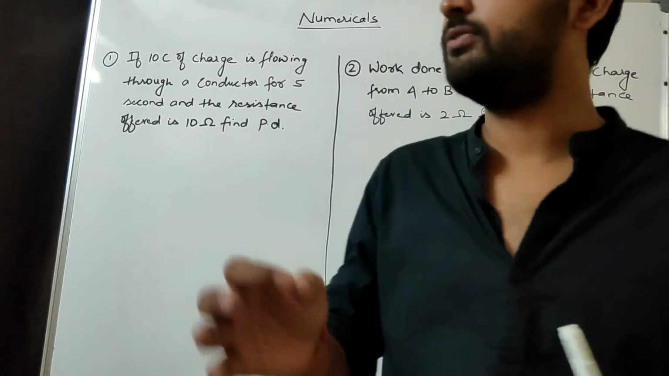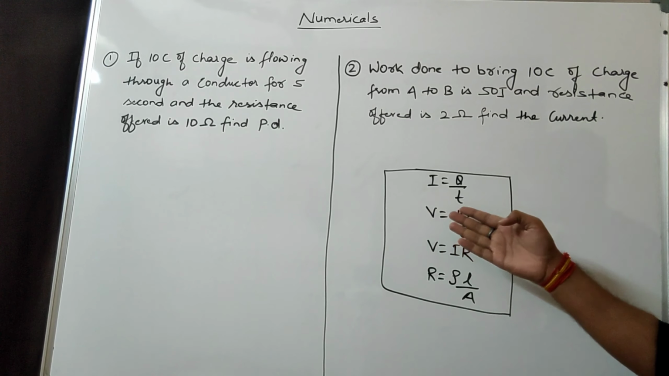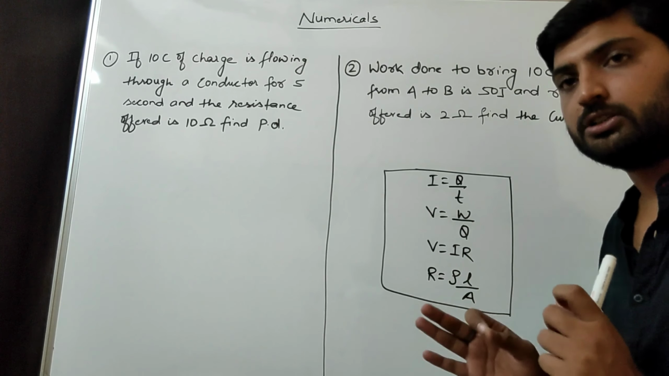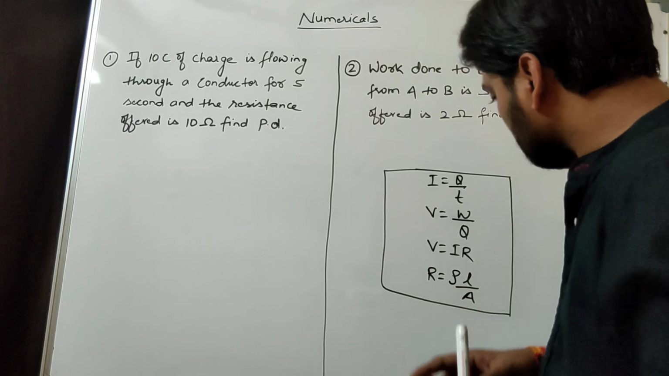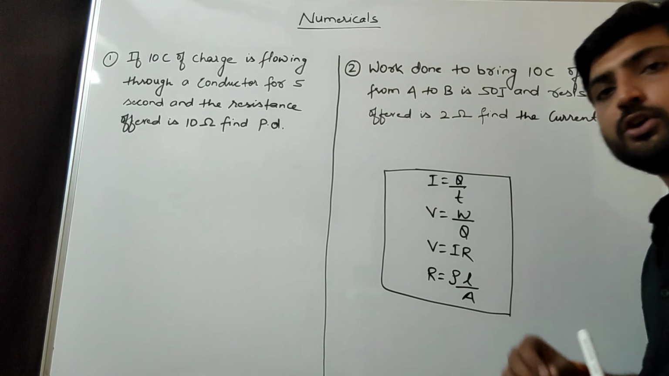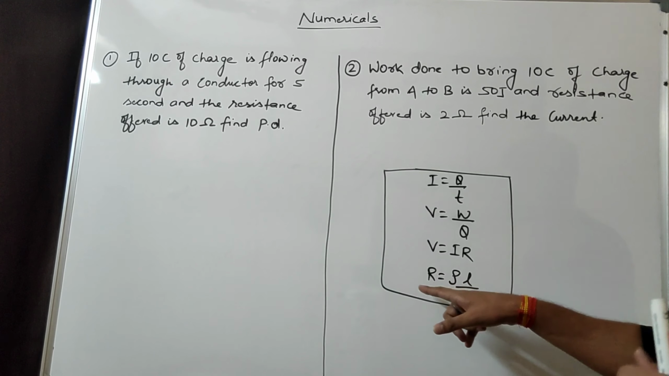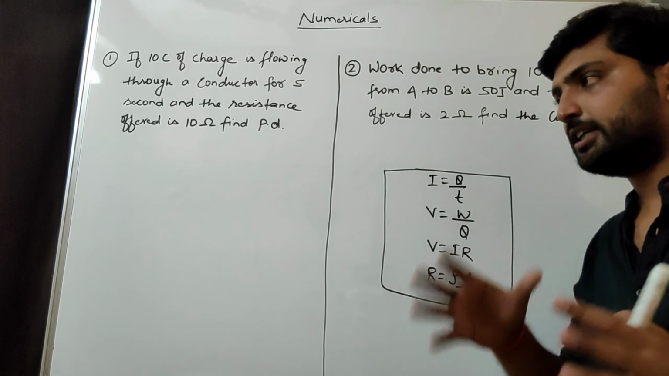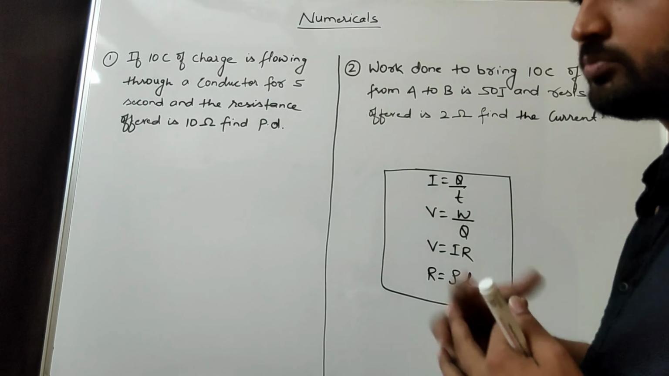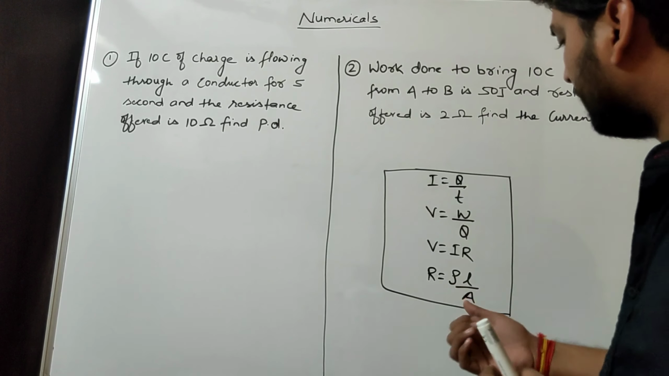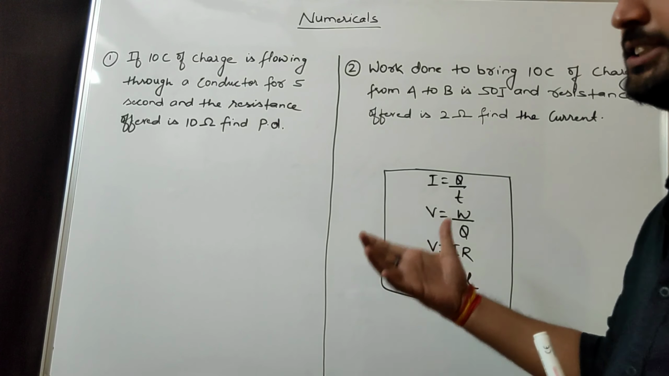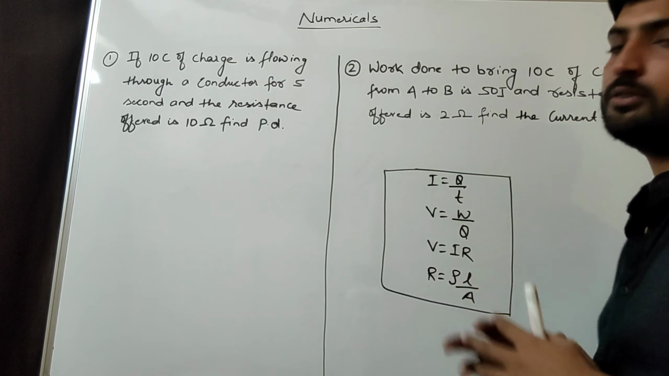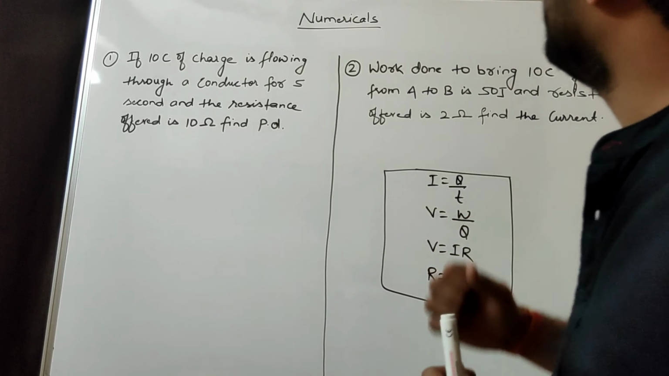Okay. So the first one is for current. Electric current is the rate of flow of charge, Q by T. V is equal to work done per unit charge. Potential difference V is equal to I into R from Ohm's law. R is equal to ρL upon A from resistivity, because resistance depends directly on length and inversely on area. Therefore, when we remove the proportionality sign, there comes a constant called resistivity. So R = ρL/A. These are the formulas we are going to use in this video.